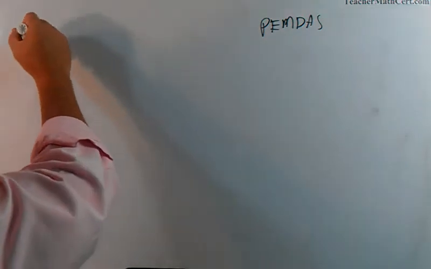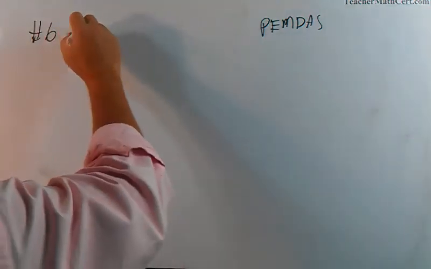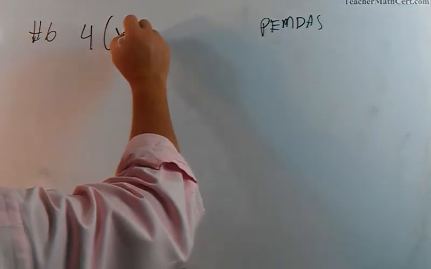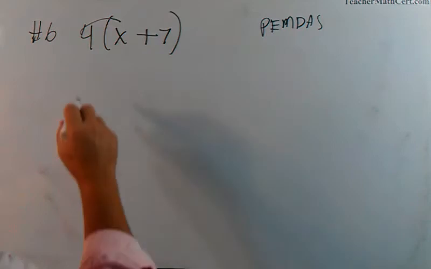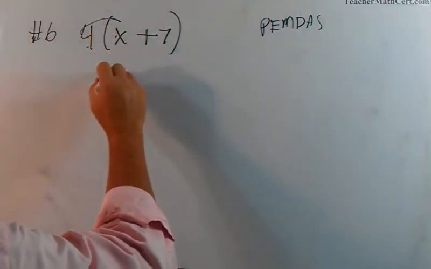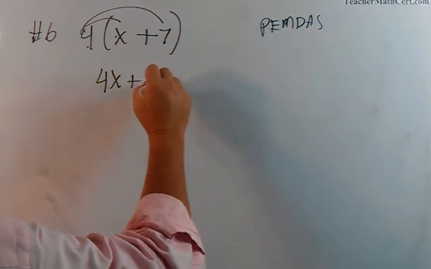Number 6. 4 times x plus 7. Distributive property. 4 times x is what? 4x. 4 times 7 is plus 28.